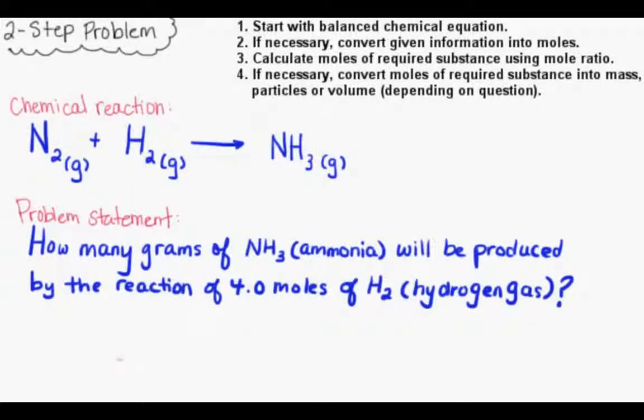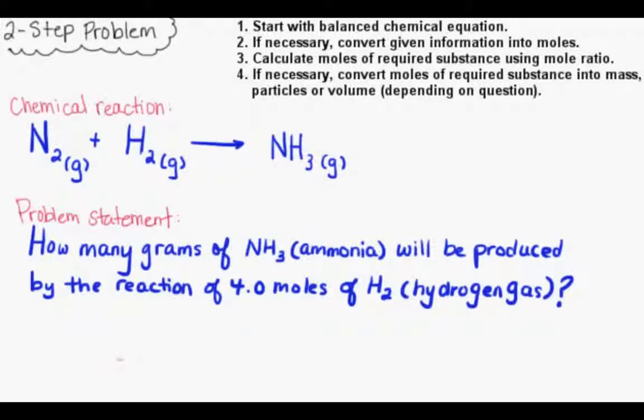A typical stoichiometric problem will appear something like this. You'll be given a chemical reaction, either balanced or not balanced, as well as a problem statement. This one asks, how many grams of ammonia will be produced by the reaction of 4.0 moles of hydrogen gas? It's essentially asking, based on the ratio of the substances in this reaction, once it's balanced, what mass of ammonia can we produce if we're given this particular quantity of hydrogen gas? So it's all very dependent on ratios.